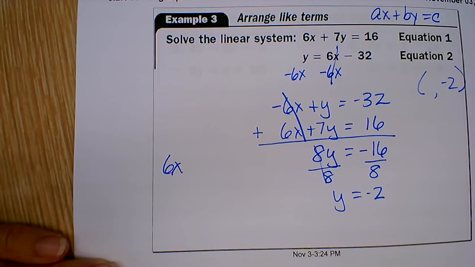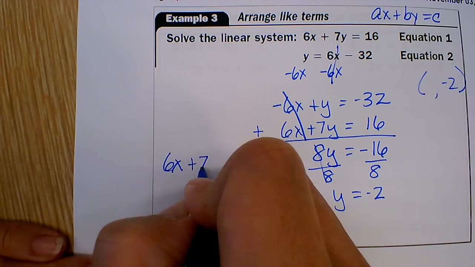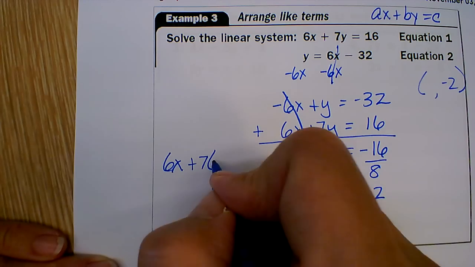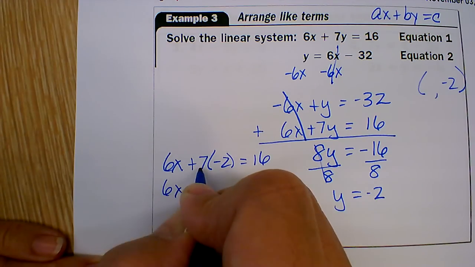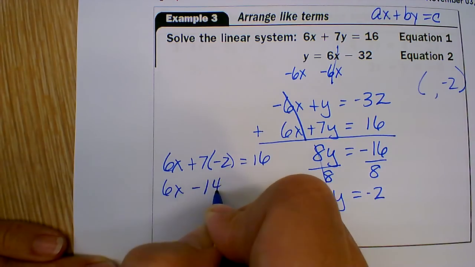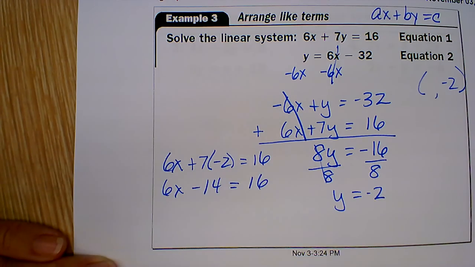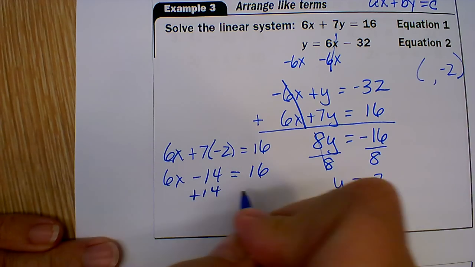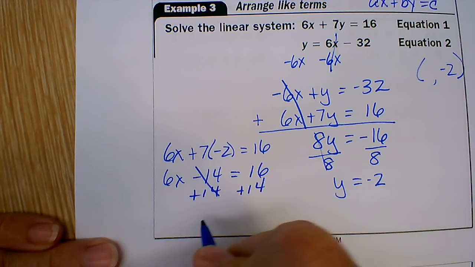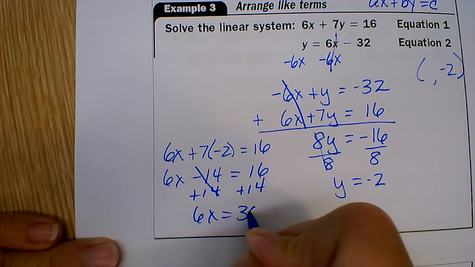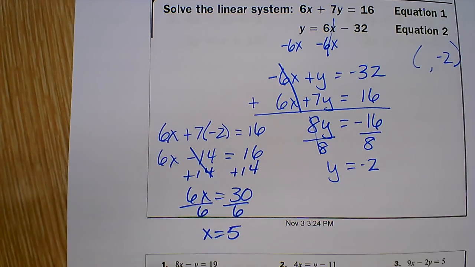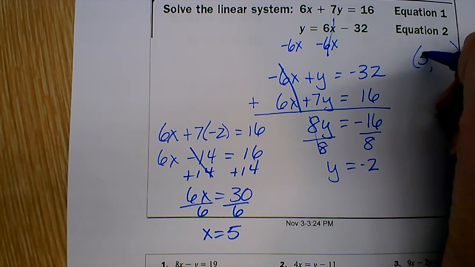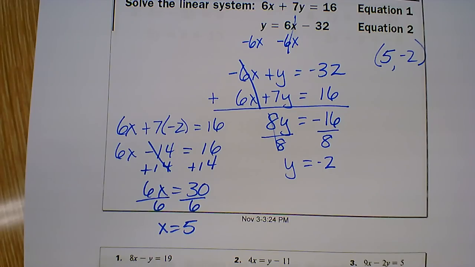So 6x plus 7 times negative 2 is equal to 16. 6x, 7 times negative 2 is negative 14, is equal to 16. Add 14 to both sides. 6x is equal to 30. Divide both sides by 6. X is equal to 5. So I go back up here, and the solution is 5, negative 2.